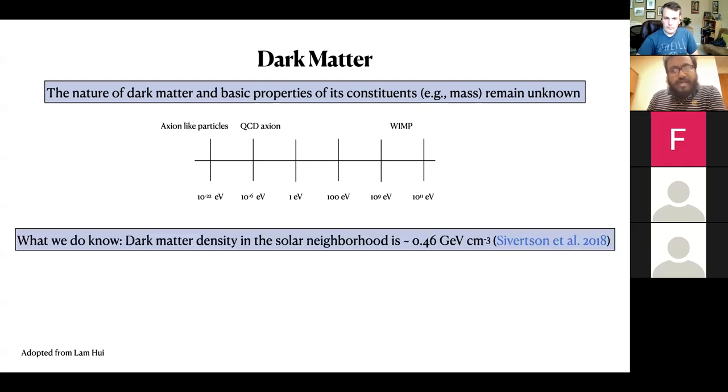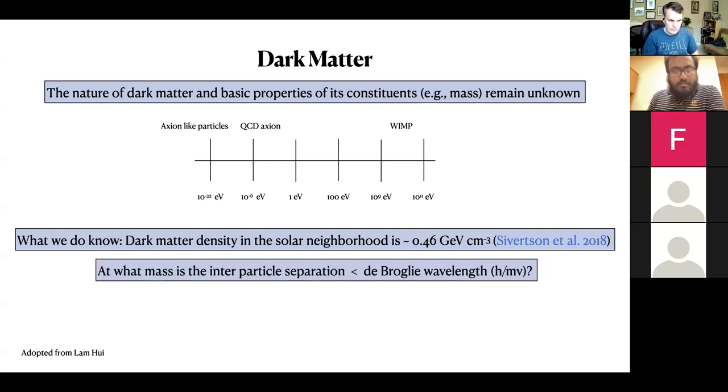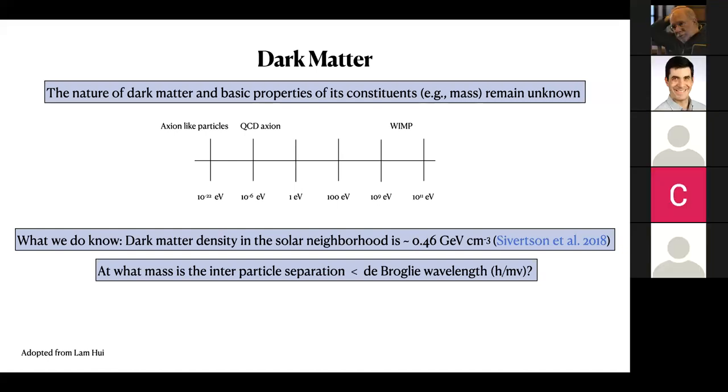But we do know some things about dark matter. And one of the things that we know is the dark matter density in the solar neighborhood. And that is about 0.4 giga electron volts per centimeter cube. Now, given this information, we can ask this interesting question: at what mass is the average interparticle separation less than the de Broglie wavelength? And by which I mean Planck's constant divided by the mass of the dark matter particles and the typical velocity.